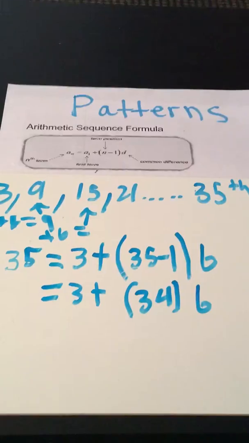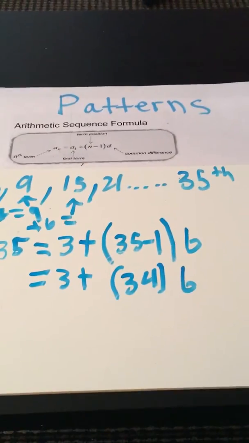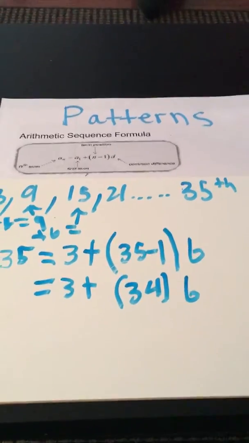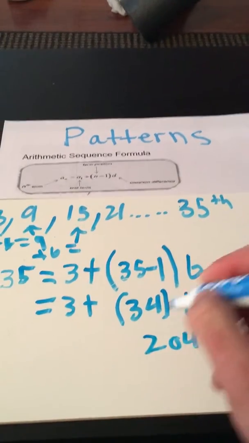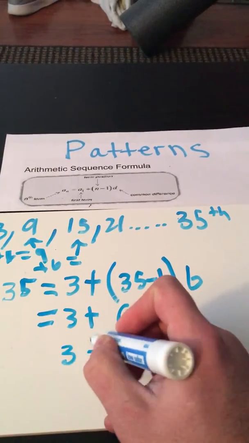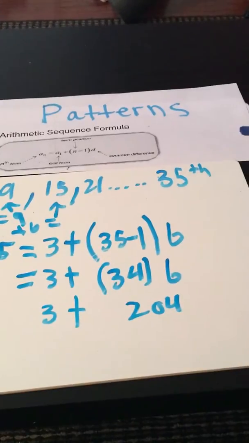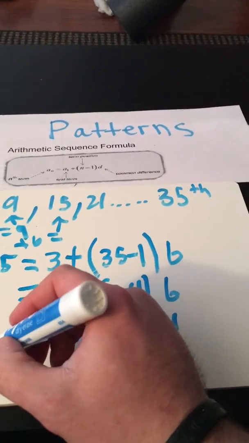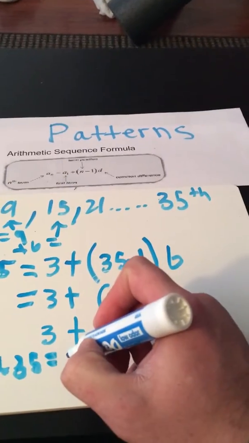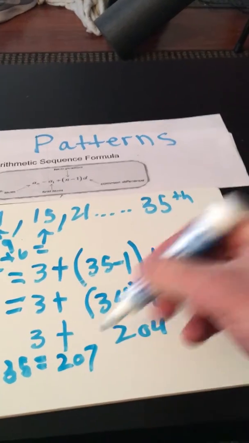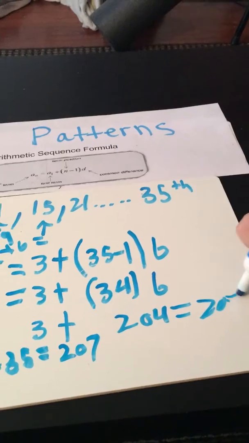So order of operation tells us to do multiplication first. So we do 34 times 6. 34 times 6 is 204. So we have 204. Bring 204 down. Then we have 3 plus 204. 204 plus 3 equals 207. So therefore, our 35th term equals 207 because 204 plus 3 is 207.